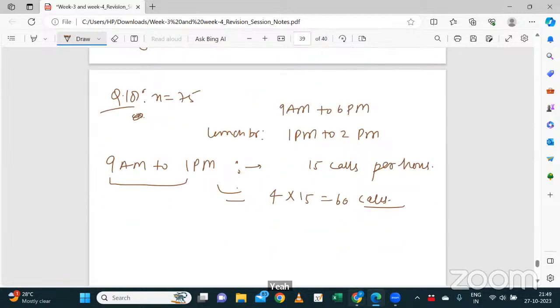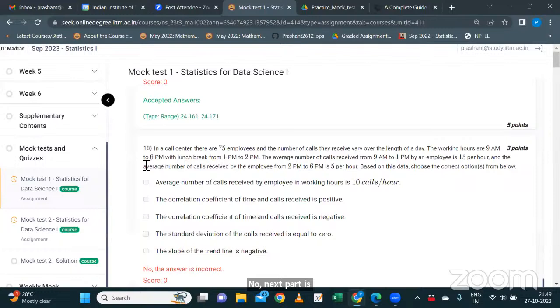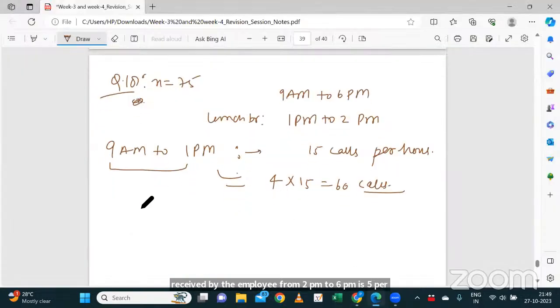Now, the next part says the average number of calls received by the employee from 2 p.m. to 6 p.m. is 5 per hour. Okay. So in the time period of 2 p.m. to 6 p.m. it is 5 calls per hour.